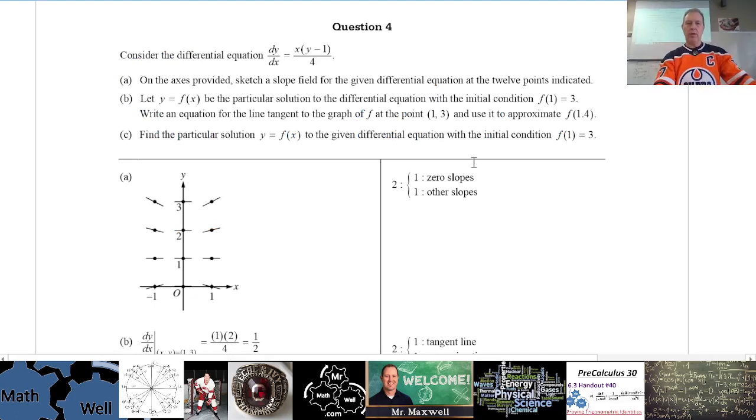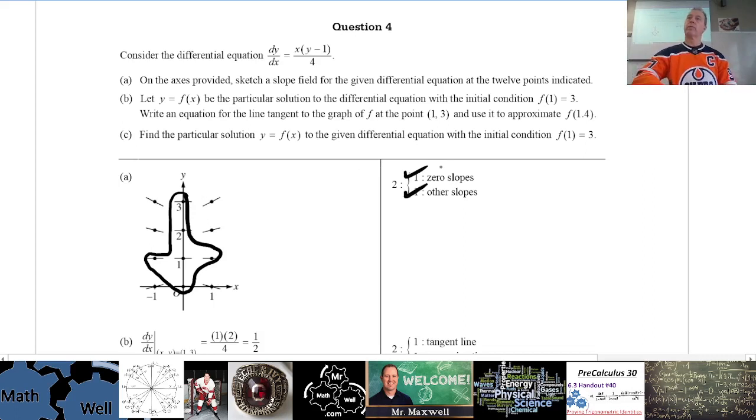For question number 4, this is a differential equation question, and the first part is slope field. So literally take a point like 0, 0, plug it in here, and get your answer. Anything that has x equals 0 should have a value of 0. The scoring is you get 1 point for the 0 slopes. So there should be 0 slopes, looks like here. If you have all of those, you get 1 point. And the other slopes would combine for another 1 point.